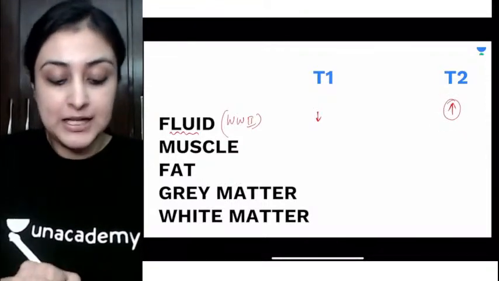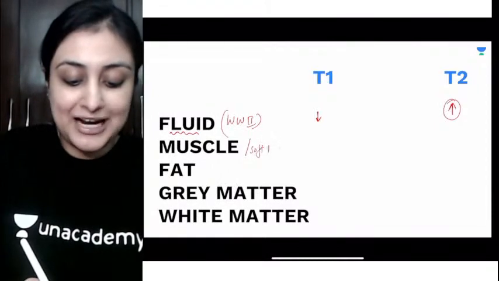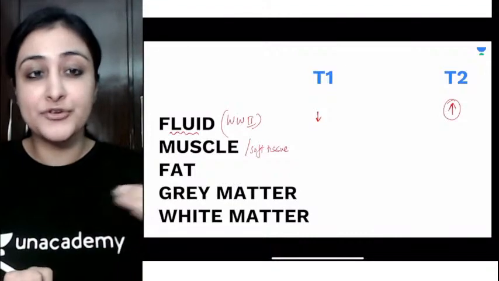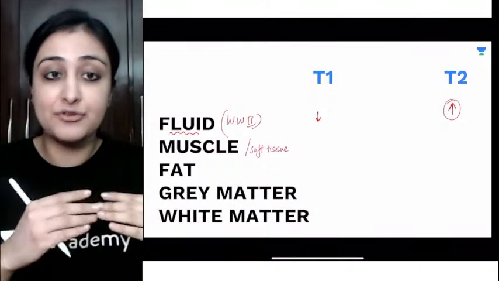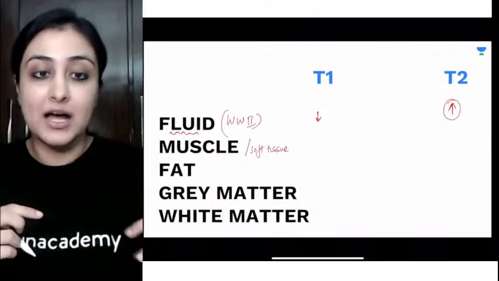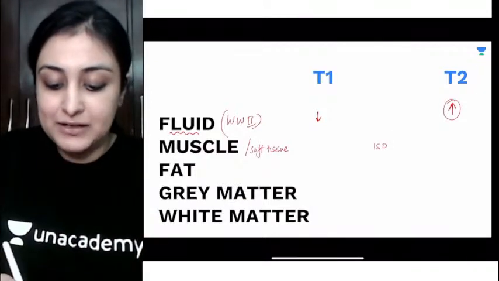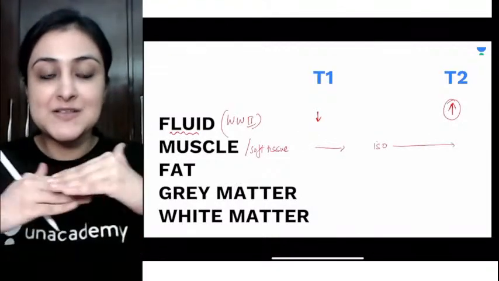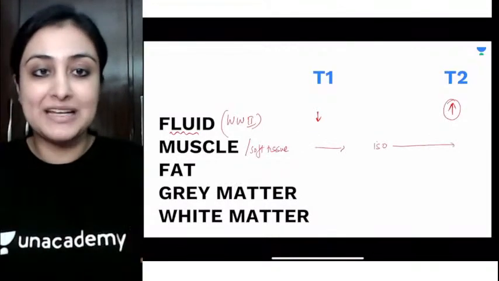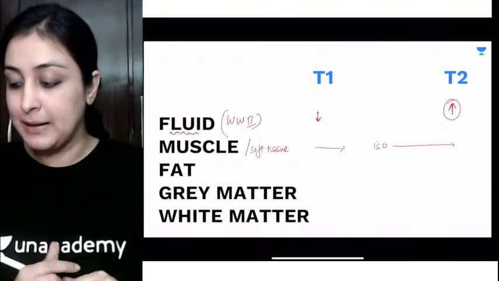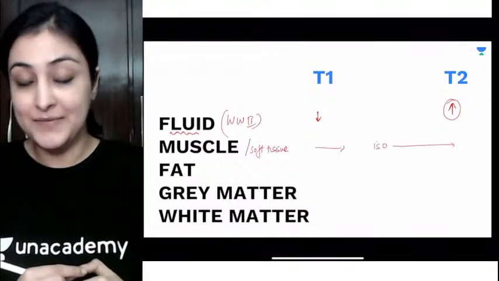What about muscle or any soft tissue for that matter? That is usually going to be a reference. Remember, we take soft tissue, muscle, as the reference, and then we'll say that something is white compared to it, or something is dark compared to it. So can I say everywhere that this is isointense? Isointense means intermediate. This is our reference that we'll be comparing white and black with. Depending on the organ that we are reading the MRI for, we will have that.